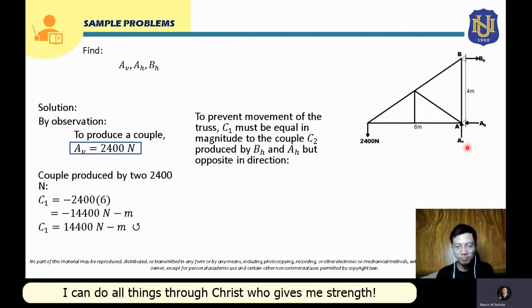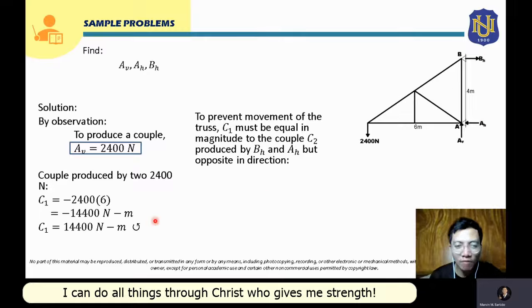to prevent moment of the truss, your first couple must be equal in magnitude to the second couple produced by BH and AH, but should be opposite in direction. So if the direction of the first couple is counterclockwise, the couple produced by BH and AH should be clockwise. As we can see here, since the direction of BH is rightwards and the direction of AH is leftwards, it will really produce a clockwise couple, right?